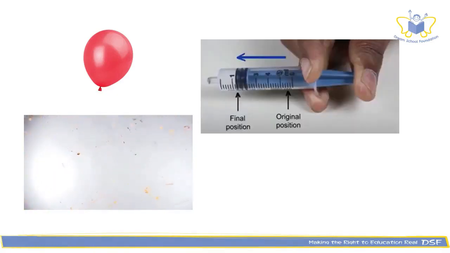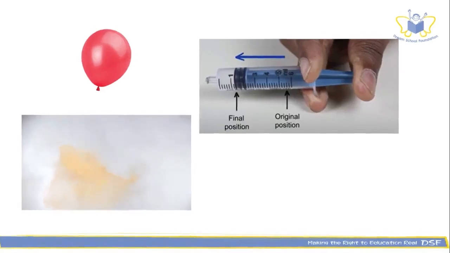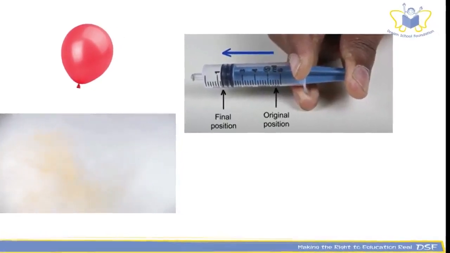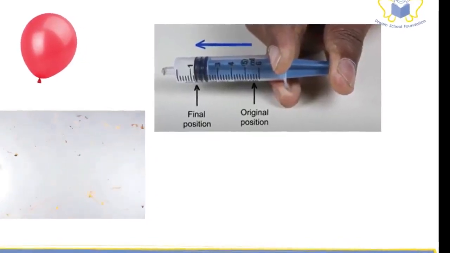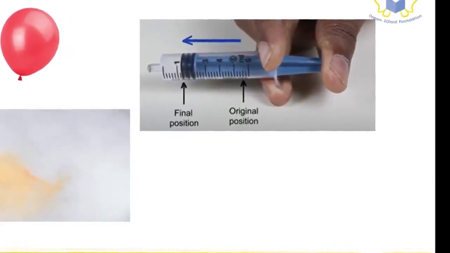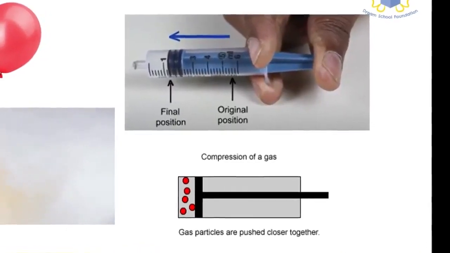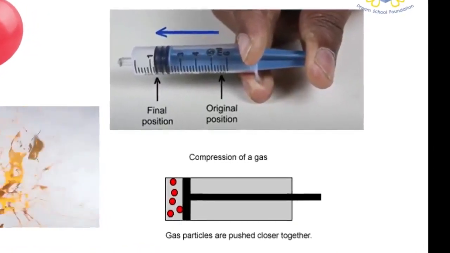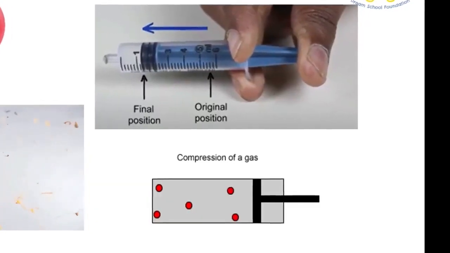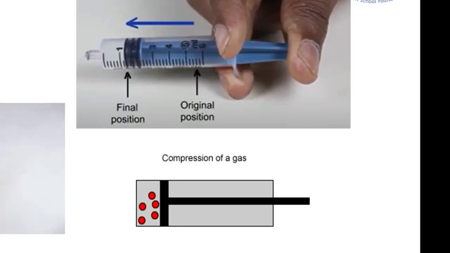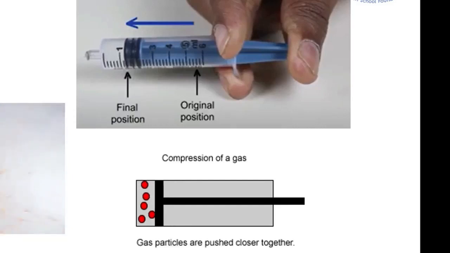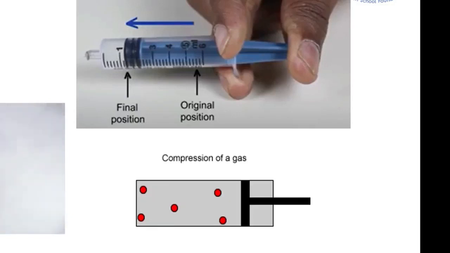Let us see what will happen when you try to compress it. If you observe, when air is being compressed in this particular syringe, the original position and the final positions are completely different. Let us see why. When you try to compress gas in a syringe, look what is happening. The spaces between the particles are reduced, and hence the amount of compressibility or the amount of compression that you can bring about in a gas is very high.